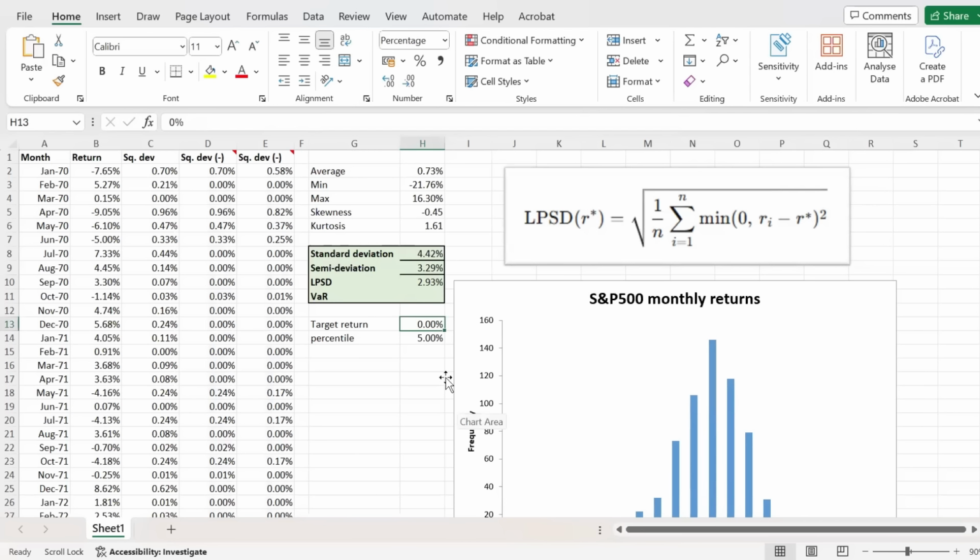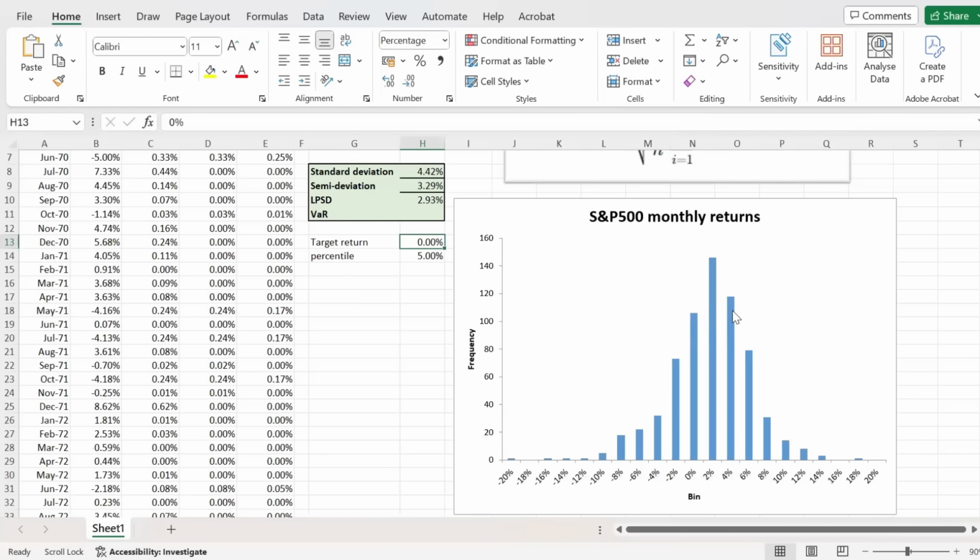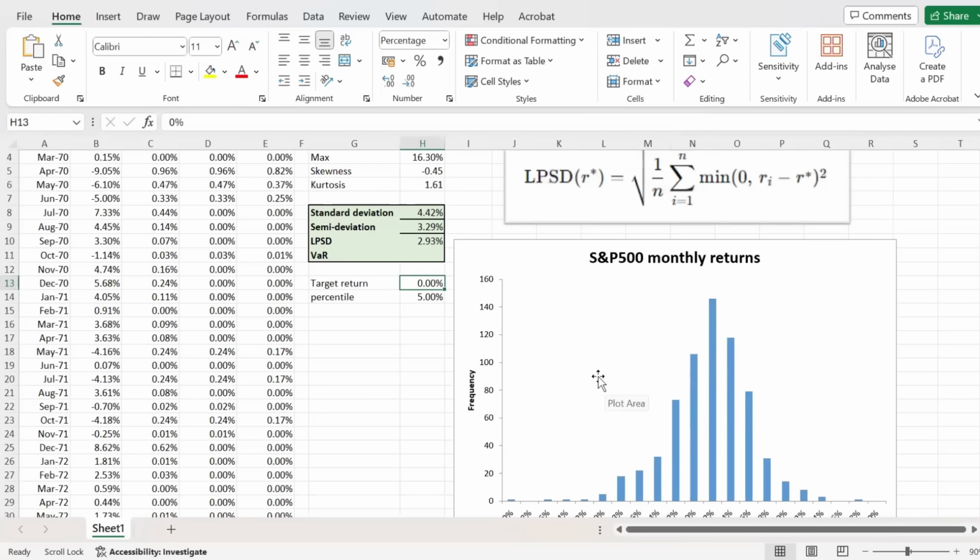So you can change this, for example, if the relevant risk-free rate is 0.5%, you can make it 0.5%. As you can see, this will update accordingly. But we will stick to a target return of 0 in this case. So this is yet another measure of downside risk. So again, if you look at this graph, if the mean return is somewhere here, basically we are looking at the volatility on the left-hand side, okay?